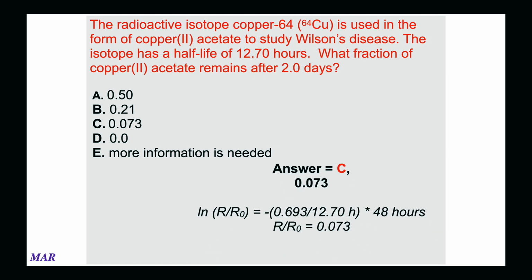So here's what it looks like. Natural log R over R0 equals minus KT. I turned 2 days into hours because the half-life was in hours.